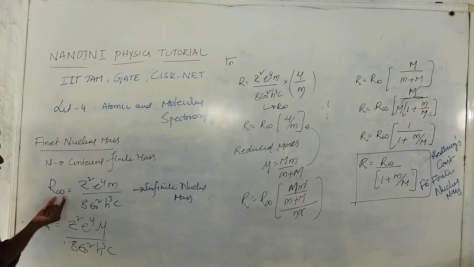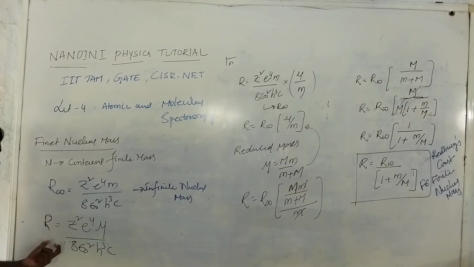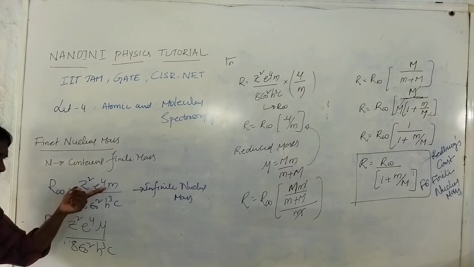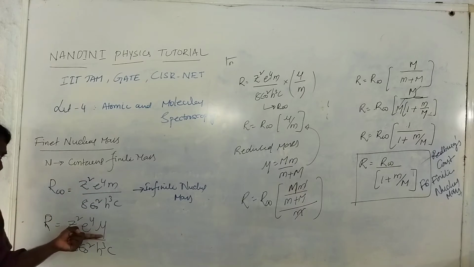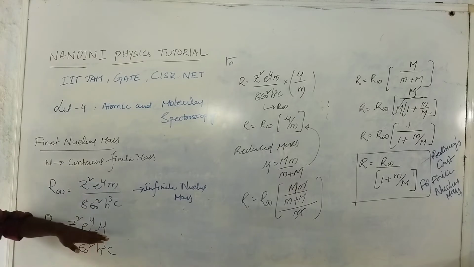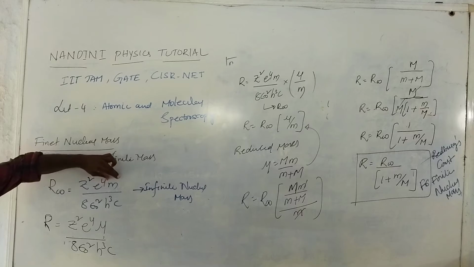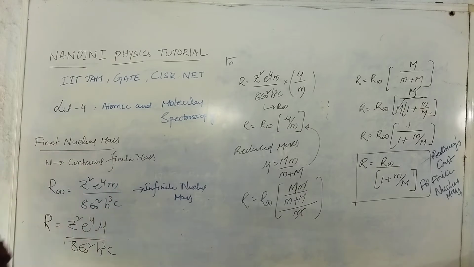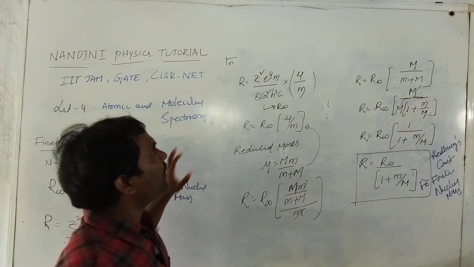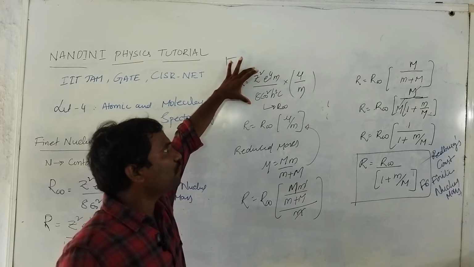After that, using this formula, I can change the Rydberg constant for finite nuclear mass. So this is the Rydberg constant for finite nuclear mass. In place of m, I simply introduce the reduced mass m. So in place of small m, I introduce the reduced mass, and that equation will again be written in this format.